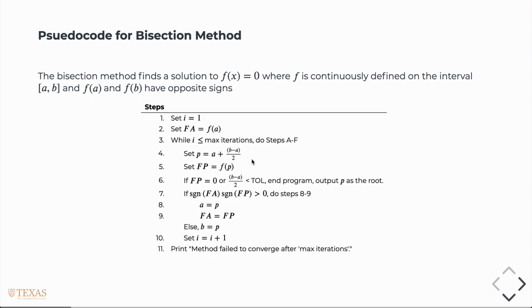So here's the pseudocode for that. Again, it's fairly straightforward. We just take an initial functional evaluation of A, and then choose a new point P to be halfway between A and B, do the functional evaluation of P, and then we have a break condition. So if the functional evaluation is exactly 0, which for floating point operations would rarely be the case, or if it's below some tolerance, then we'll end the program. Otherwise, we evaluate the sign and then choose either A or B to be the new P and continue.